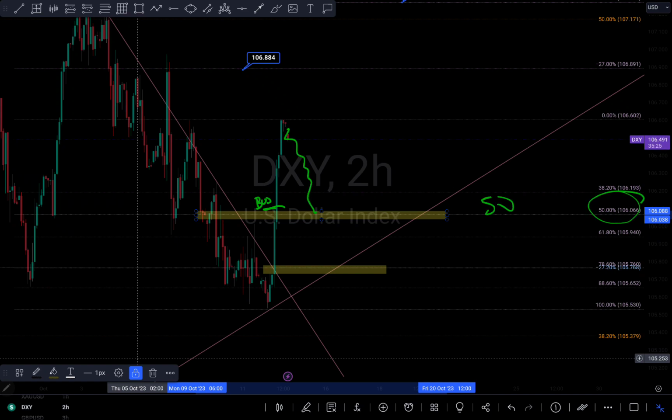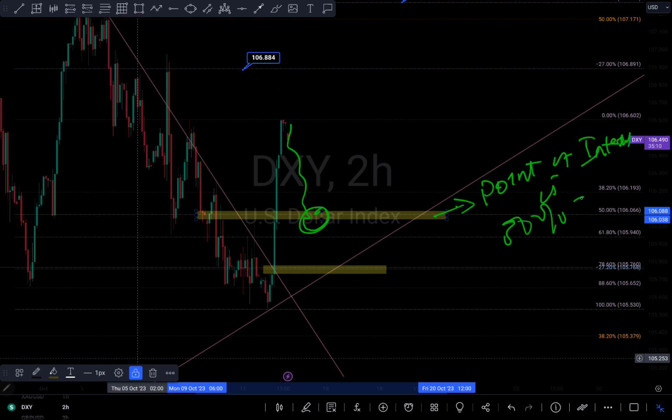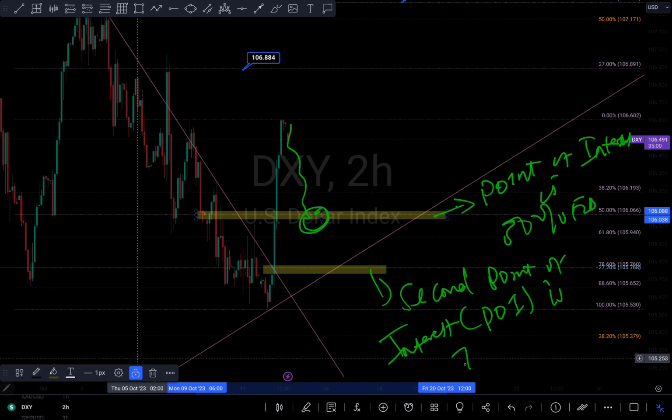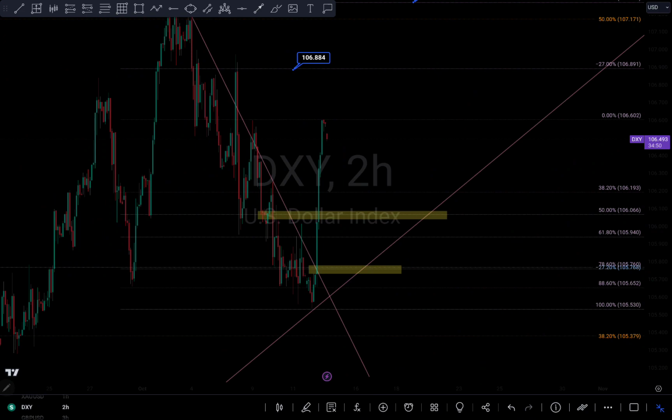So there's a possibility we might actually get there, then we might reverse to the upside. Then if I still see more solid push to the downside here, then this will be my second point of interest. So my first point of interest is the 50% fib level, and my second point of interest, POI, is my 78.6% fib level around there. So like I said, we might just continue to come here, then push to the upside. So let's see how that plays.